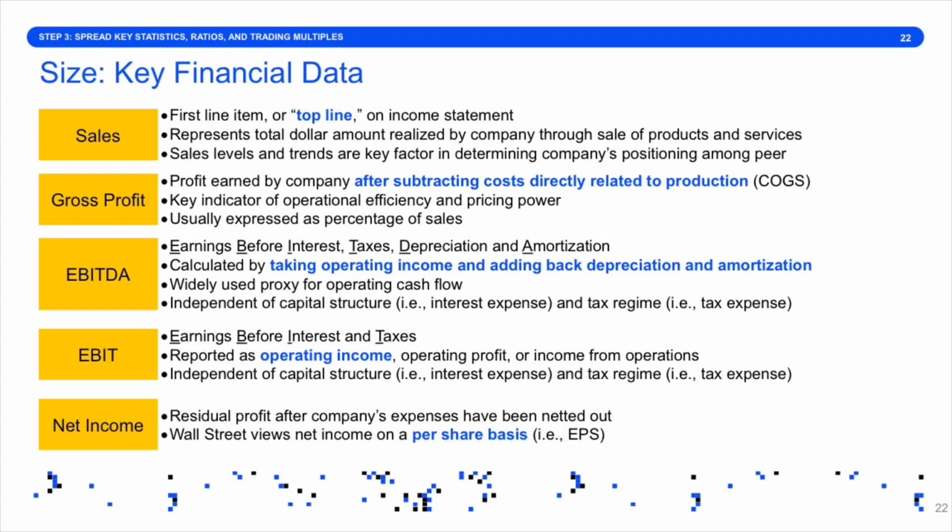But imagine applying this multiple to Amazon 3 years ago. Amazon 3 years ago had 0 net income.